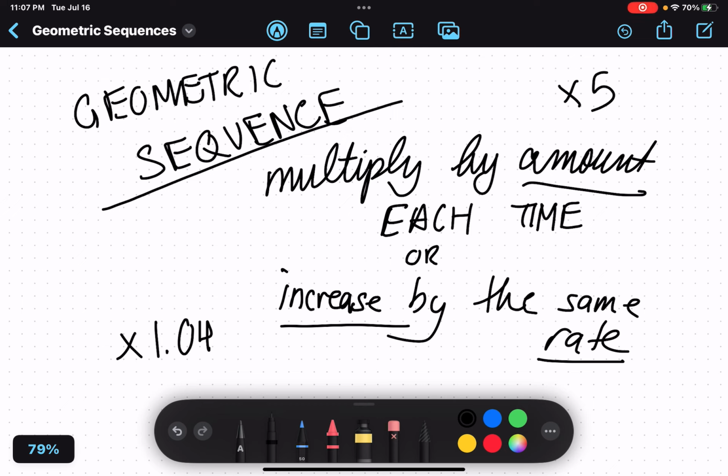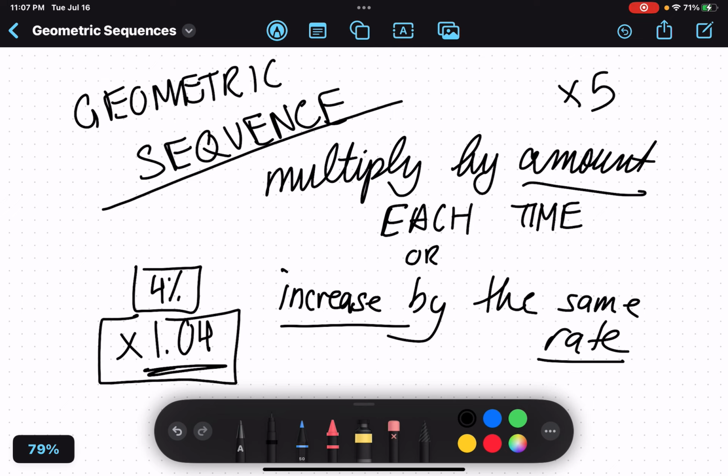So over here we have a percent increase of 4%. So if you're increasing by 4% each time, you're not multiplying by 4. No, you are multiplying by 1.04. So you're increasing by this rate, or you're multiplying by this amount. There is a difference in the vocabulary. You need to know this.